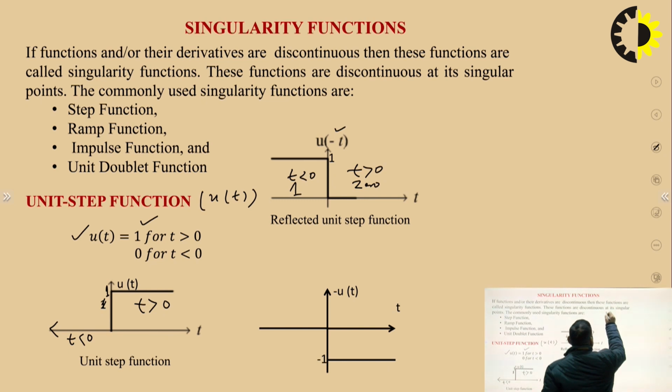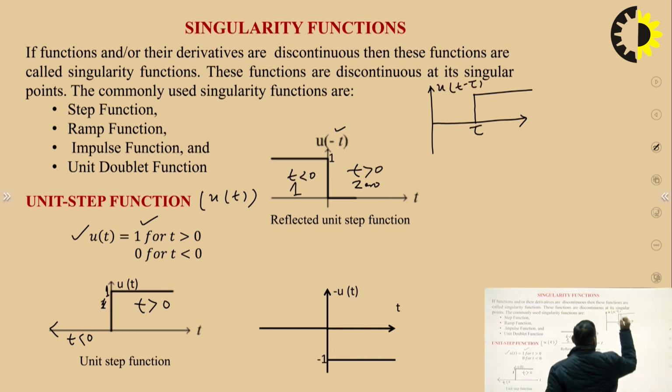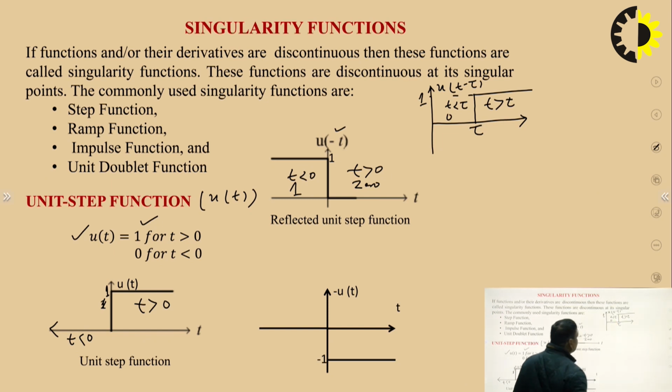Suppose we want to draw this function. It is u(t minus tau). Its value is 1 for t greater than tau, and its value is 0 for t less than tau. This way we can apply the operation. It is the shifting operation on the unit step.